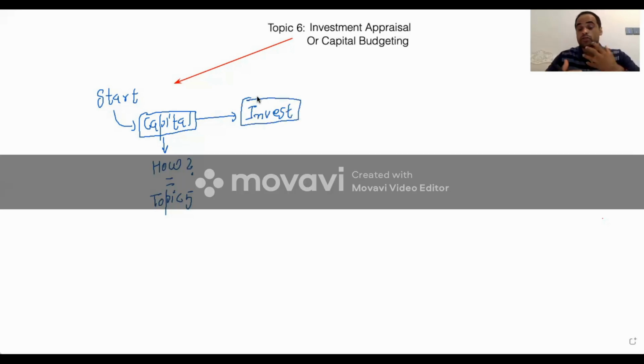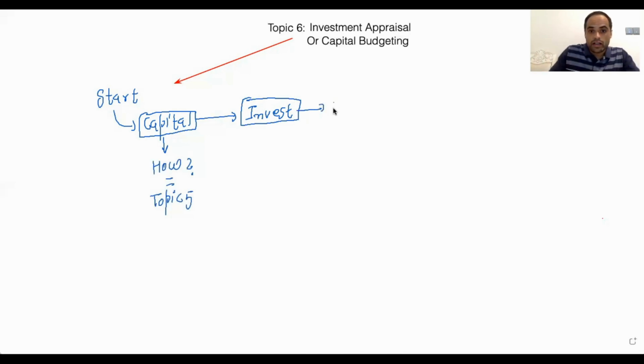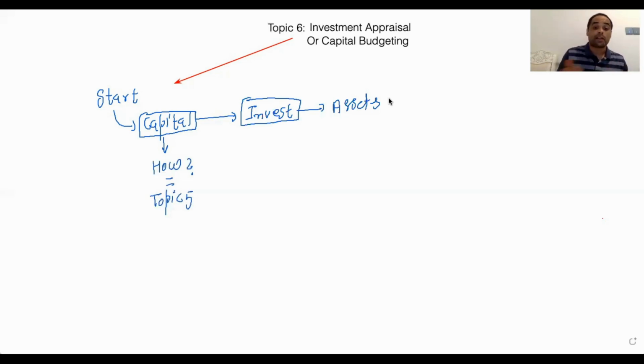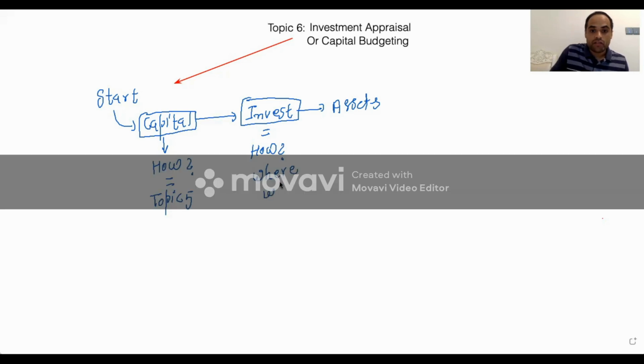Where are we gonna invest? Of course, we're gonna acquire various kinds of assets. We call it assets acquisition, right? We're gonna buy assets. So before we buy assets, it's very important to analyze the project. It's very important to make a budget of your capital, that is, how we gonna use this capital. Use means invest. How are we gonna invest? Where are we gonna invest? When we gonna invest? And why we gonna invest?